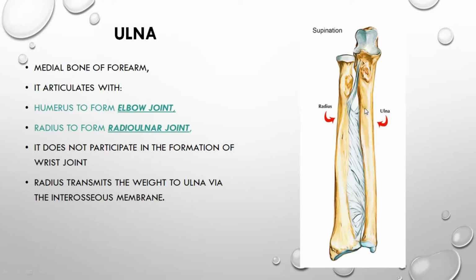So it is the medial bone of the forearm, articulates with the humerus to form the elbow joint, and with the radius to form the radio-ulnar joint. The ulna does not participate in the formation of the wrist joint. Now the radius transmits the weight to the ulna via the interosseous membrane, which is attached to the interosseous border.